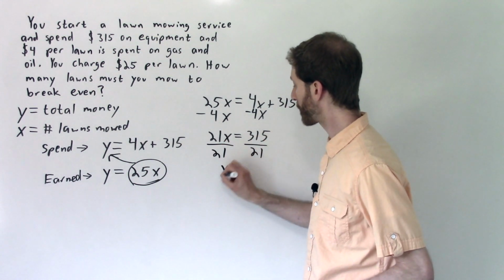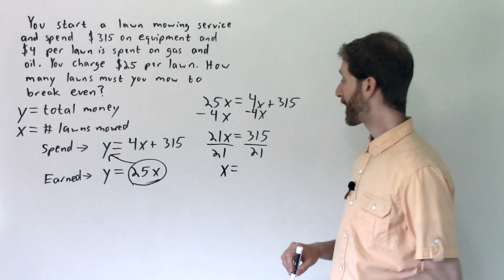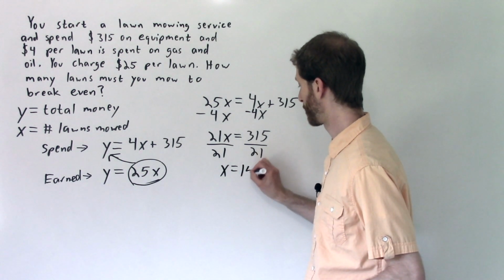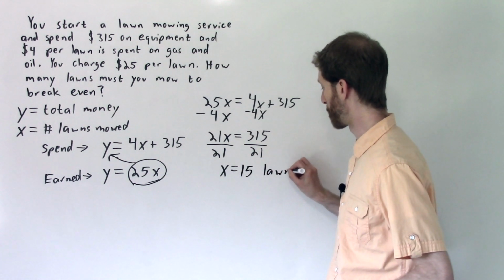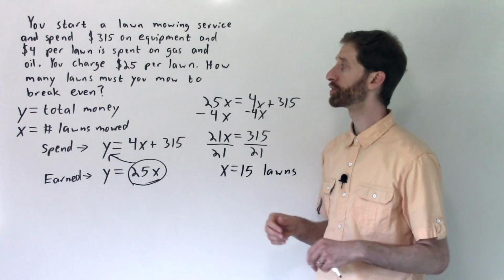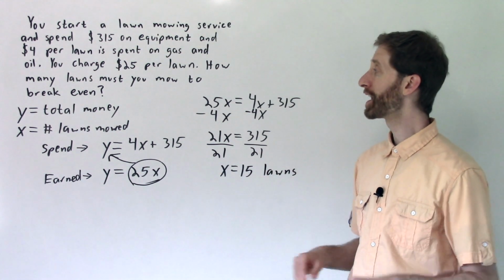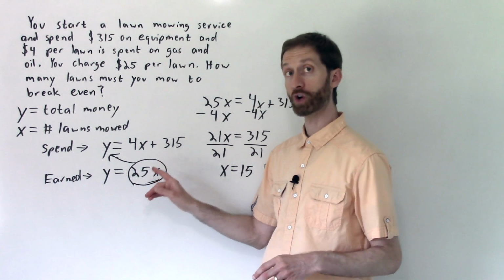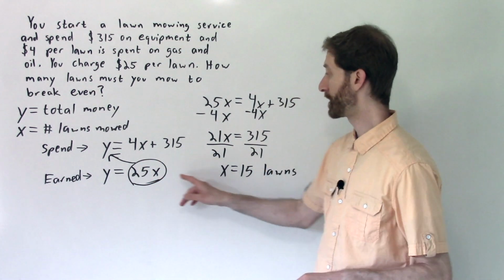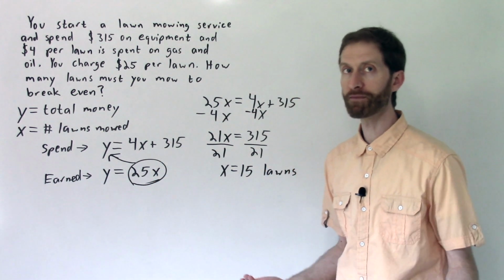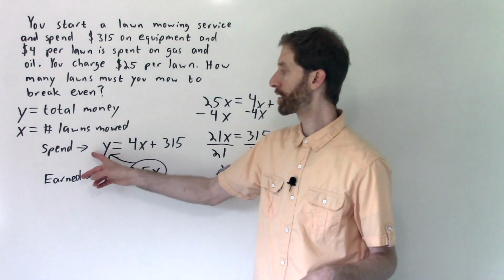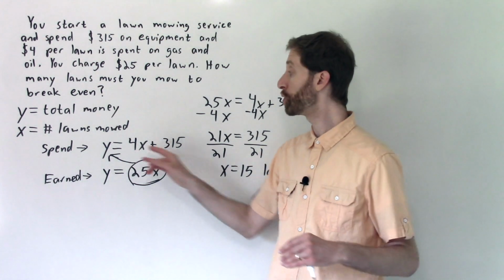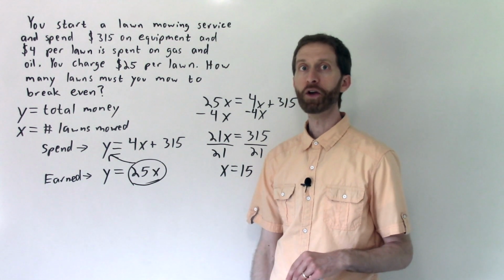And I'm left with x, because the 21s divide out, and I believe that's going to be, let's see, 15. 15 what? Lawns mowed. And we're asked how many lawns must we mow to break even. We're not asked how much total money we would spend or how much total money we would earn. To figure that out, we'd plug 15 into each of these. We would expect the same value though, right? Because to break even means that the money we've spent equals the money we earn. So it takes us 15 lawns before we recoup the money that we lost there. Very cool.